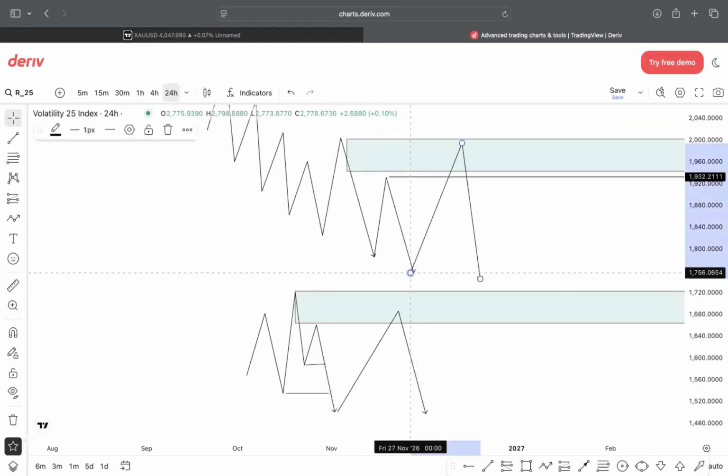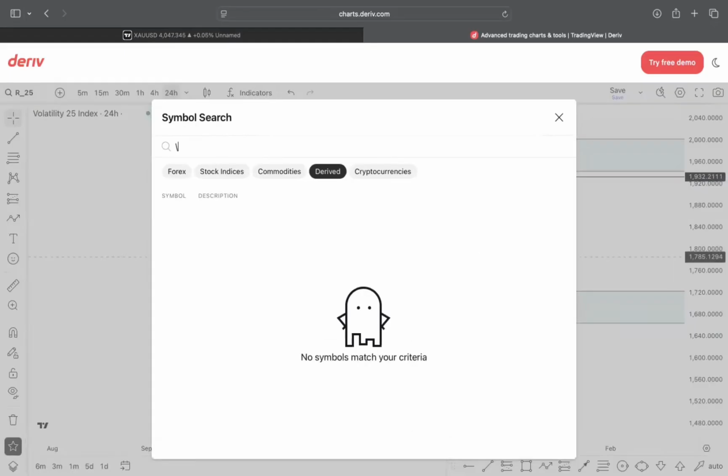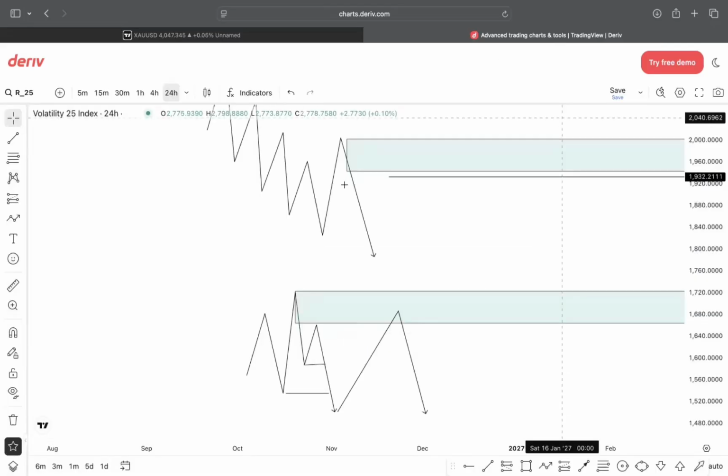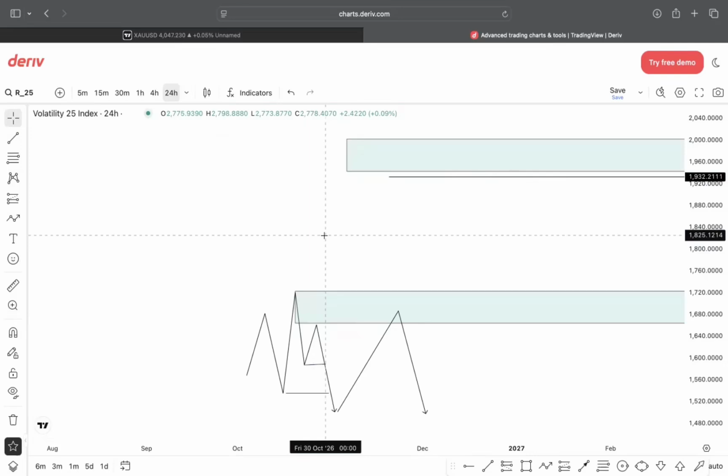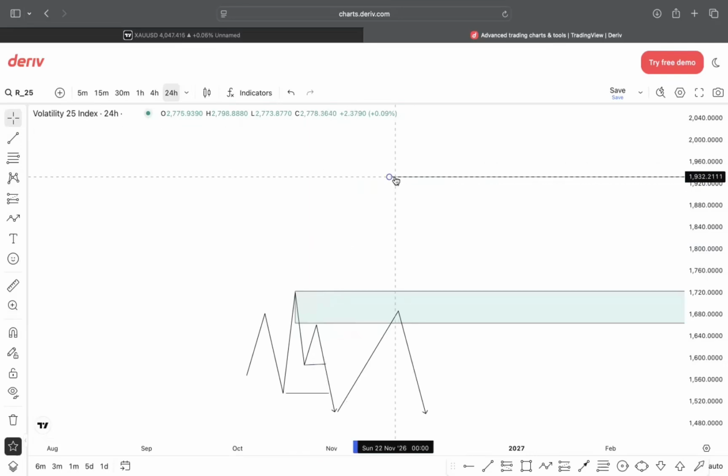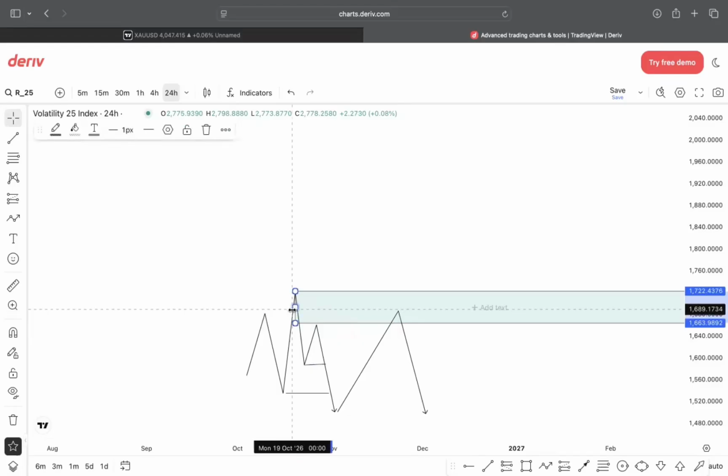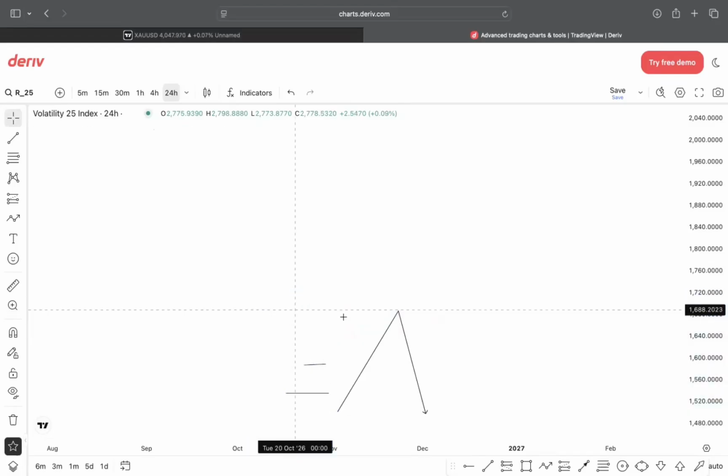Which means you need to have a good knowledge of market structure and then have a good top-down analysis. Okay, so let's go back to the charts. I just needed to do that recap for people that don't know what I trade.